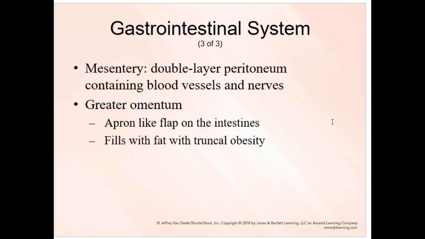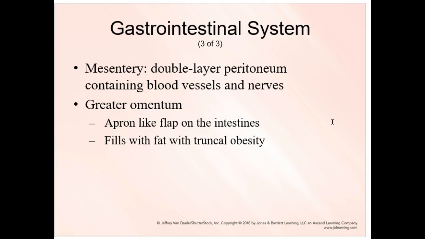In some areas, the mesentery actually comes together to form a double layer. Don't let this blow your mind. You probably remember when you did dissection, there was this big apron-like flap that when you opened the stomach, it was covered with fat. That is a greater omentum, and it just simply looks like a little flap or apron that hangs down from the bottom part of the stomach.